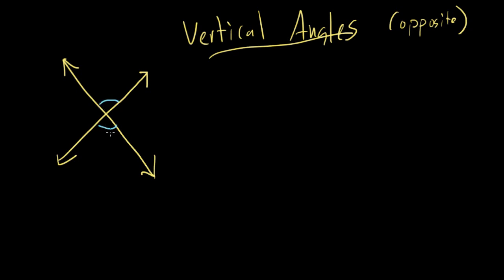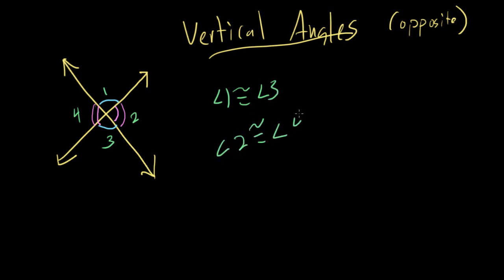This one and this one are vertical angles, and this one and this one are vertical angles. I'll put 2 marks on this. The thing about vertical angles is that they are congruent. So if this is angle 1, angle 2, angle 3, and angle 4, we can say angle 1 is congruent to angle 3, angle 2 is congruent to angle 4. It means they have the same measure.